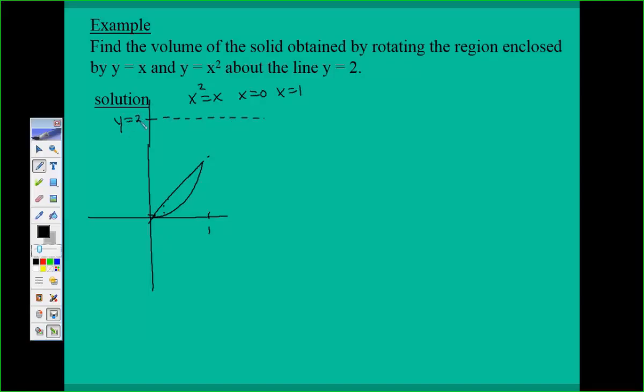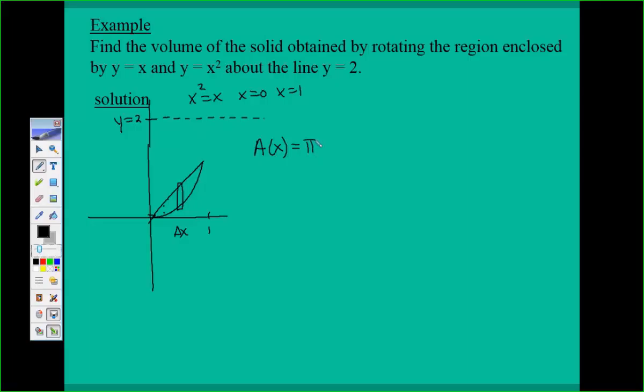Now when we rotate this, we will have a hole in the center of rotation. So we're going to use the washer method. Let's draw a representative rectangle. My rectangle needs to be perpendicular to the axis of rotation, so the width would be a delta x. That tells me I have to be in terms of x. My areas have to be in terms of x.